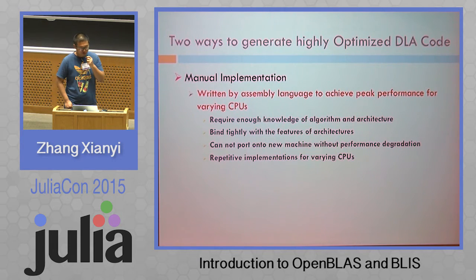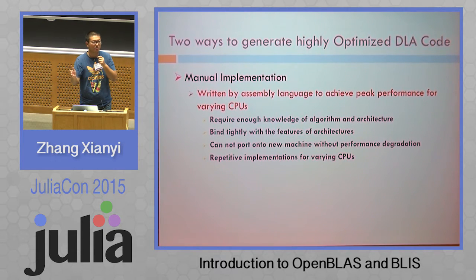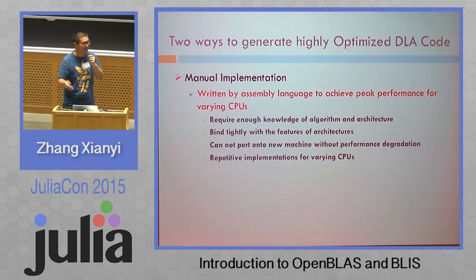In general, there are two ways to generate high performance DLA code. The first one is manual implementation. For example, in GotoBLAS, you must write 1,000 lines of assembly code, and it requires enough knowledge of the algorithm and architecture, and is bound tightly to the features of the architecture. So if you want to port your code to a new architecture, you must rewrite the kernel. I mean, you must rewrite the 1,000 lines of assembly code.